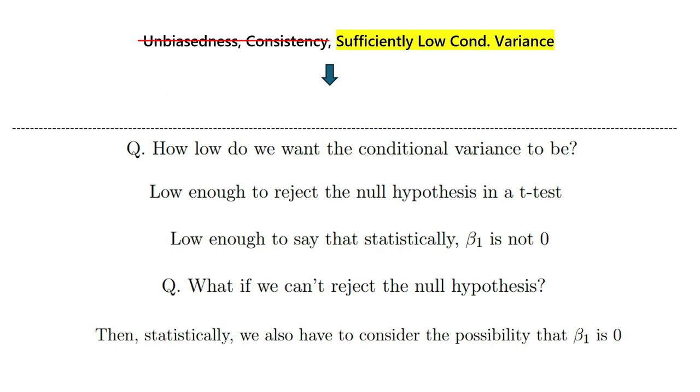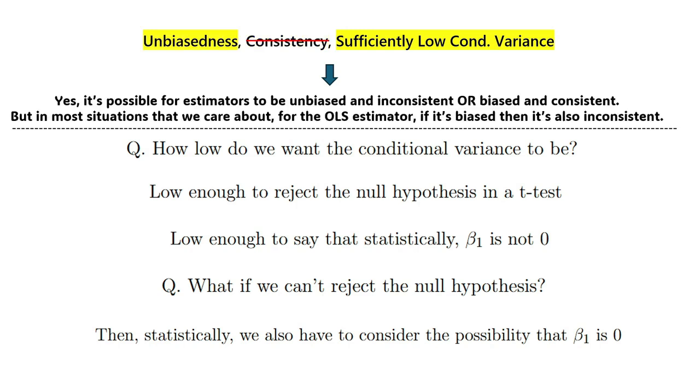Now, the last scenario I want to mention is, what if we now have consistency but the estimator is biased? Or what if we have unbiasedness, but we don't have consistency? Yes, it's possible for estimators to be unbiased and inconsistent, or biased and consistent. But in most situations that we actually care about, for the OLS estimator, if it's biased, then it's also inconsistent. For example, if there is omitted variable bias, then the estimator is going to be both biased and inconsistent. So in most situations, either you're going to have both problems together or none at all.